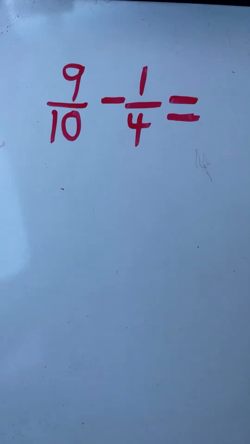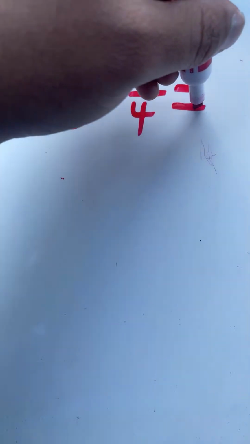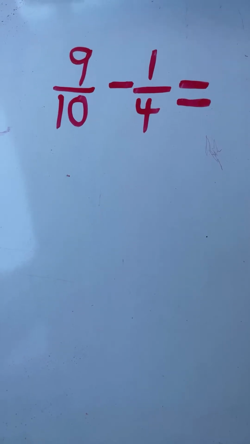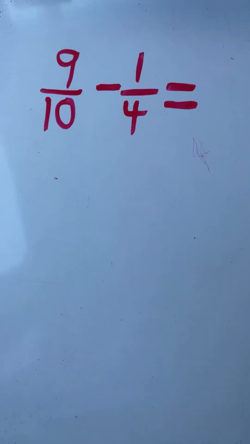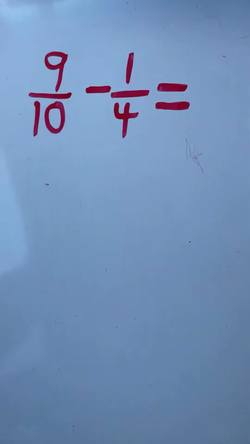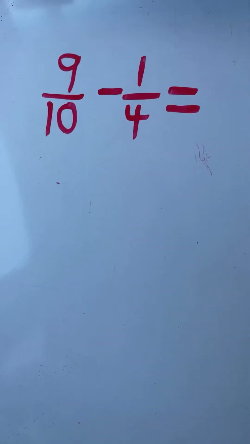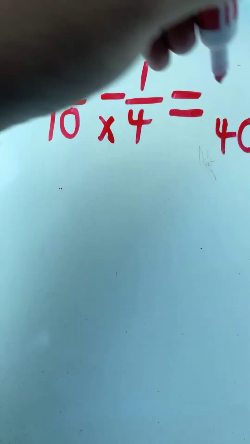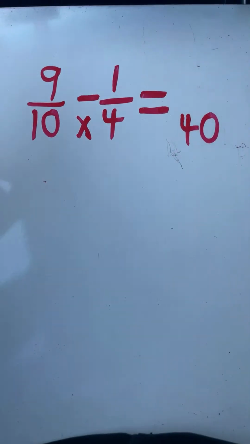All right, 9/10 minus 1/4. That is our third example problem. I believe it's our third. I actually got to look back. I don't know if this is our third or fourth. But anyways, this is our next example. So, step 1, we multiply our different denominators to get a common denominator. So 40 is our common denominator.